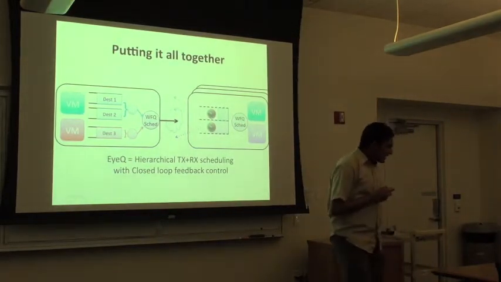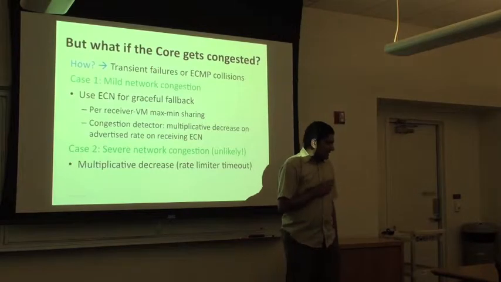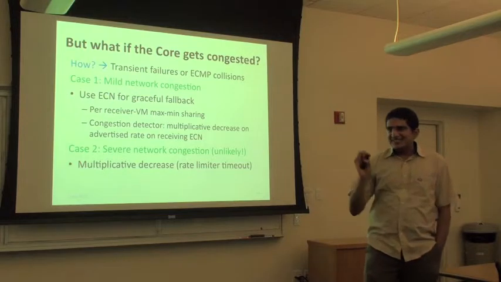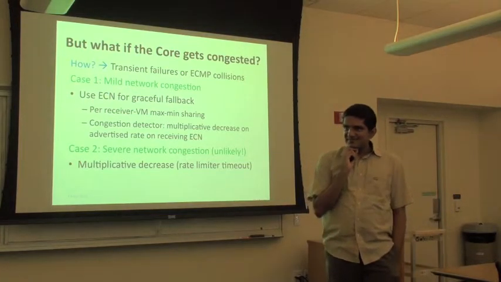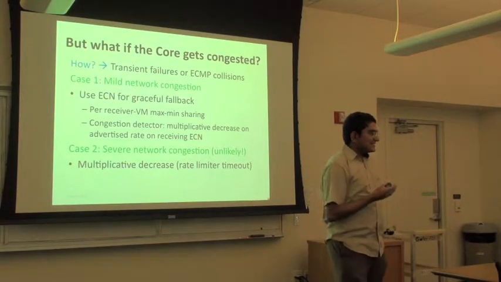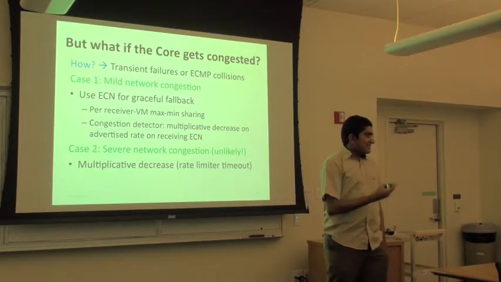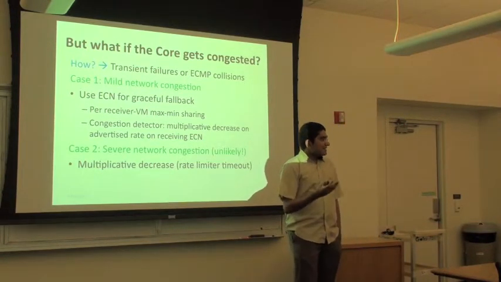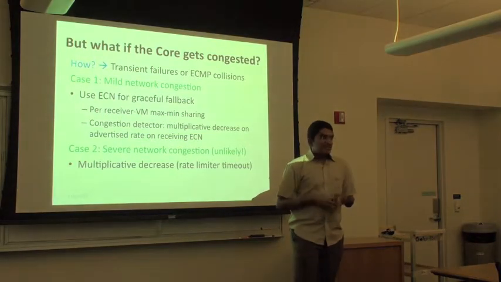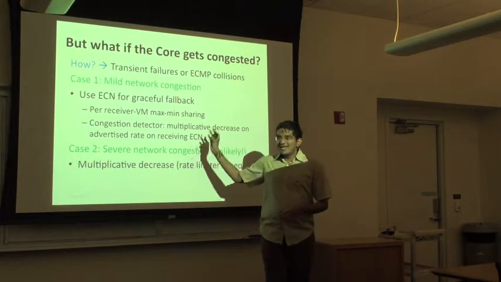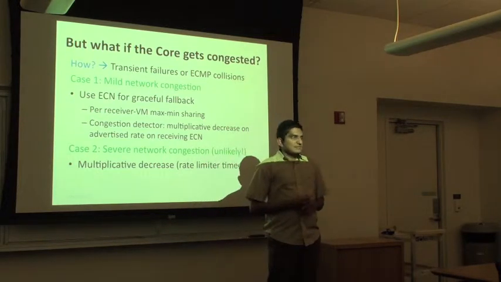All right. So all I've said so far was under the assumption that the network core itself doesn't get congested. Right? But then in practice, there can be cases where the network core actually gets congested. This can happen if there are transient failures in the network, where you don't have enough capacity. So flows could start colliding within your network because ECMP is just not perfect. And in that case, it's not that we don't do anything. We do have a fallback mechanism.